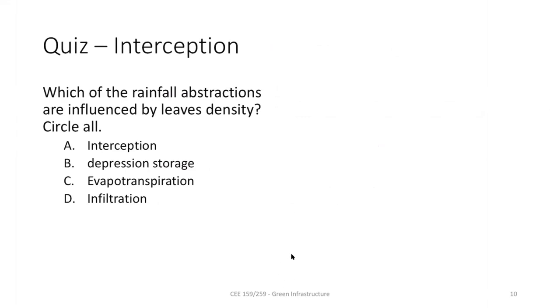All right, as I promised from yesterday's comments, I put the quiz in between. Now you have to answer this quiz. We just discussed that. Which of the rainfall abstractions are influenced by leaf density? Circle all. You can't just choose the one you think is most likely, because two of those answers will be correct. Either of them is correct if you choose it.